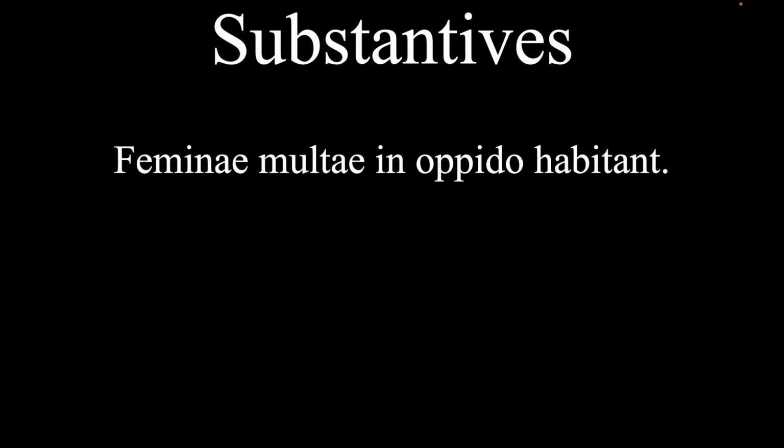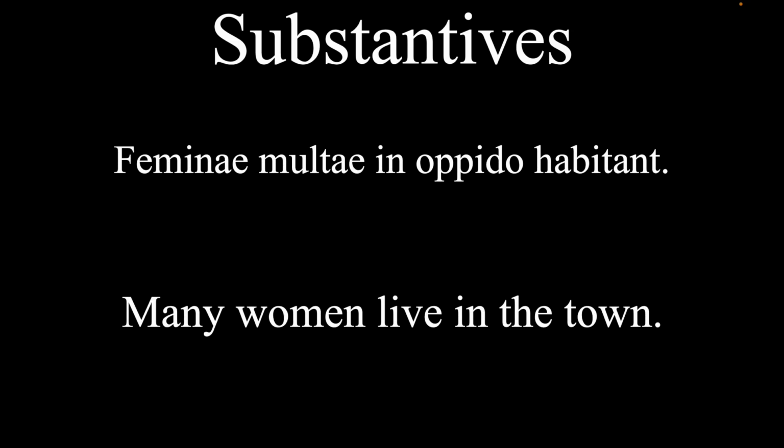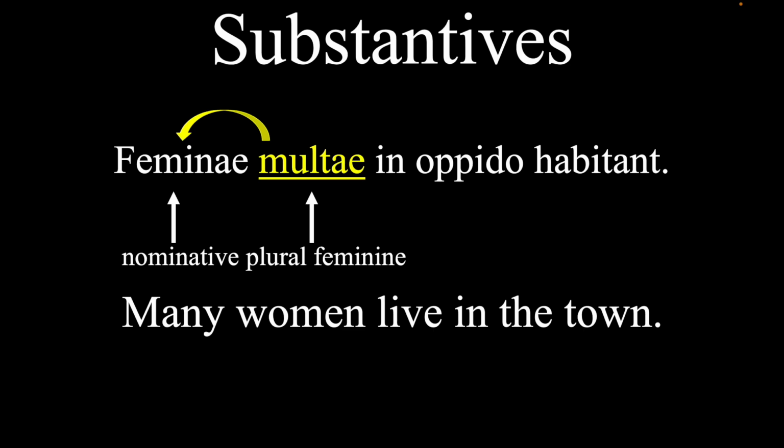Because adjectives always have a case, number, and gender, we can determine a lot about the sentence just by looking at the adjective. Here's an example. Let's say we have this Latin sentence, Feminae multae in opido habitant. Many women live in the town. Multae is an adjective describing feminae, so it has the same case, number, and gender as feminae, that being nominative, plural, feminine.